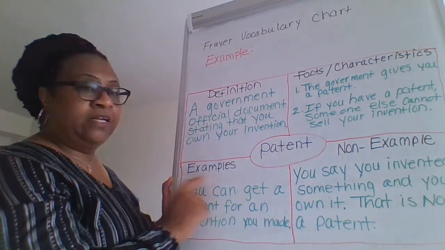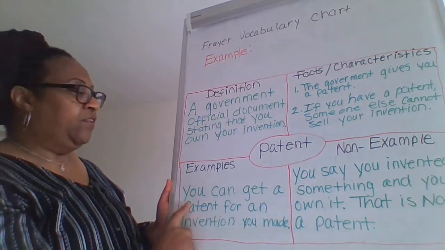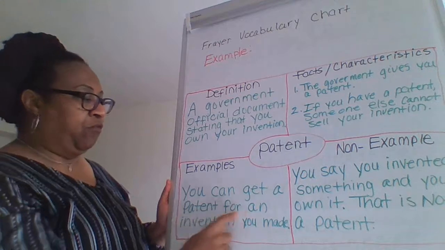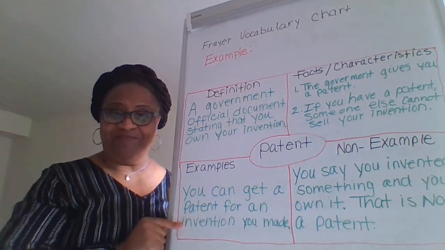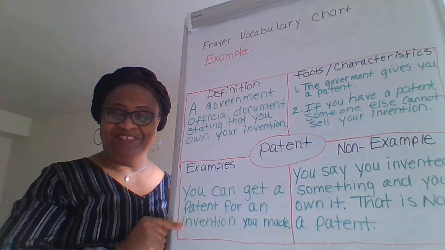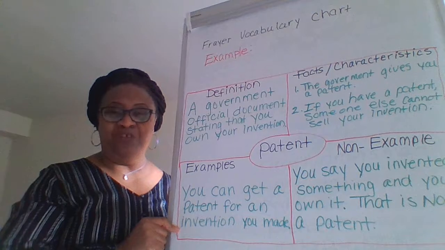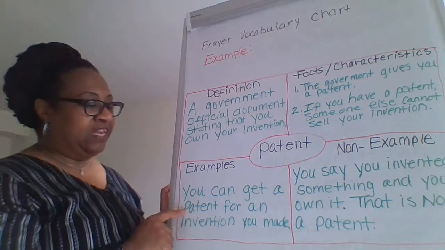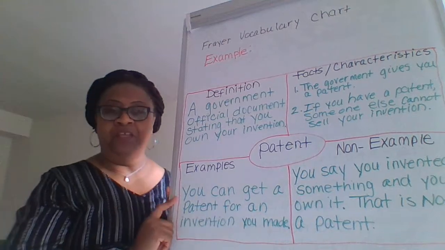Now, let's look at an example of a patent. It says you can get a patent for an invention you made. Is that correct? Yes, it is. Good job, guys. That is absolutely correct. You can get a patent for an invention you made.